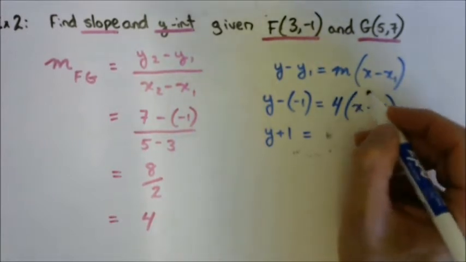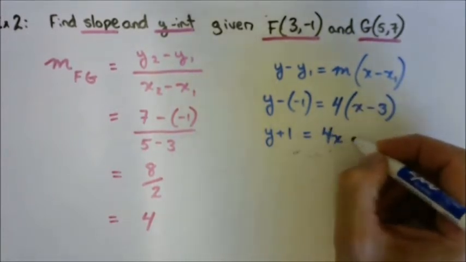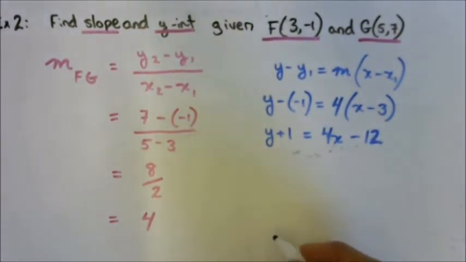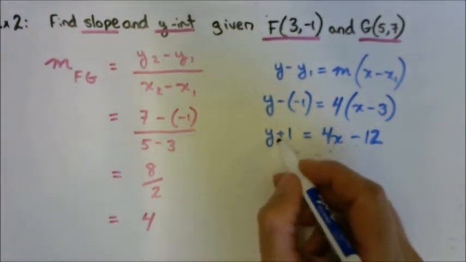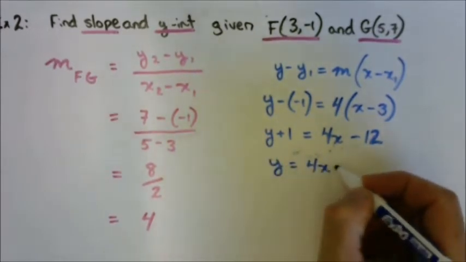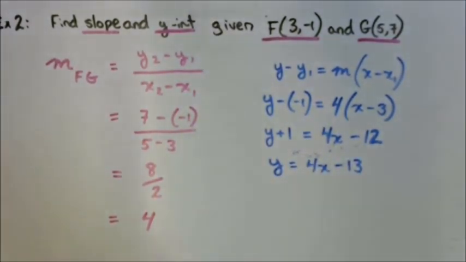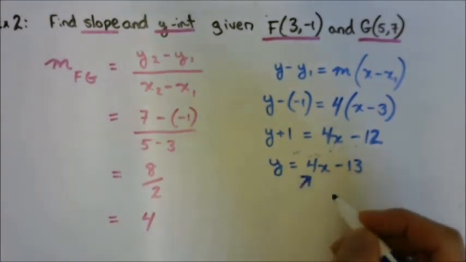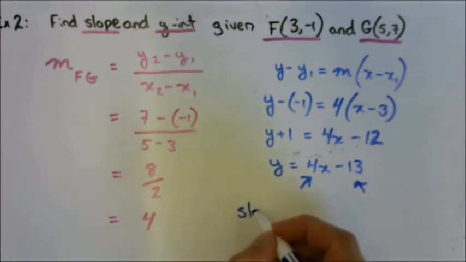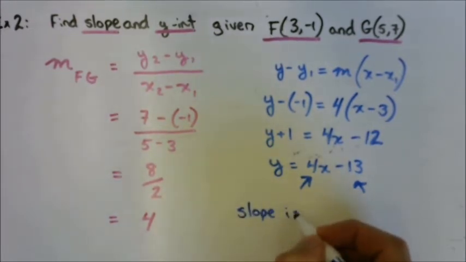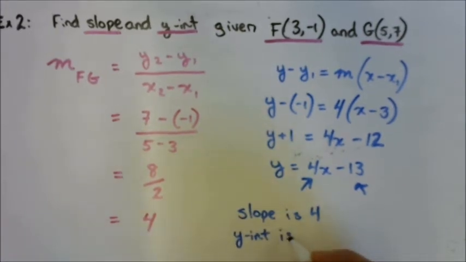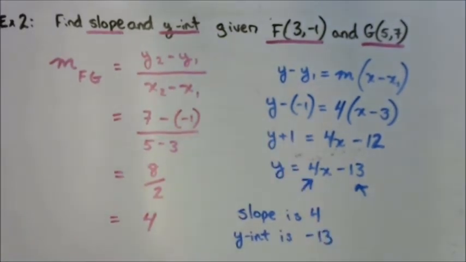I can distribute this 4 to the x and to the negative 3. That's 4x minus 12. Now I can subtract 1 from both sides. I get y equals 4x minus 13. There's slope y-intercept form. Here we have our slope. Here we have our y-intercept. So as a final answer, I'm going to say that the slope is 4 and the y-intercept is negative 13.